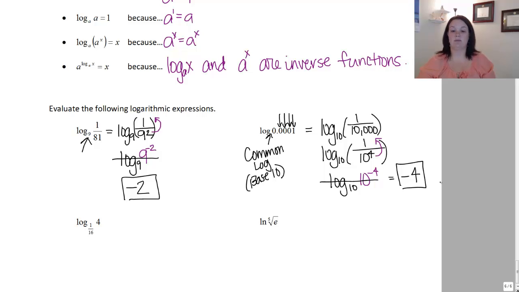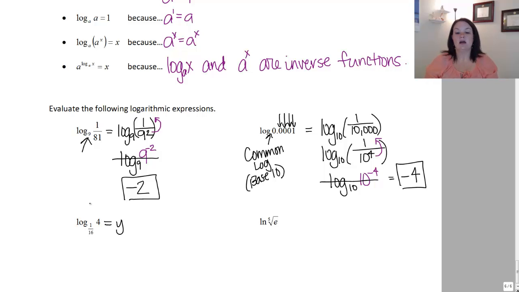Okay, let's look at a couple more. On this next one, I have log base 1 over 16 of 4. Now, some of you may have enough math knowledge to know how to write 4 as 1 over 16 to some power. But that's a little bit backwards thinking than what we've been doing here. So instead of trying to write 4 as 1 over 16 to some power, I'm just going to go ahead and say this equals y.